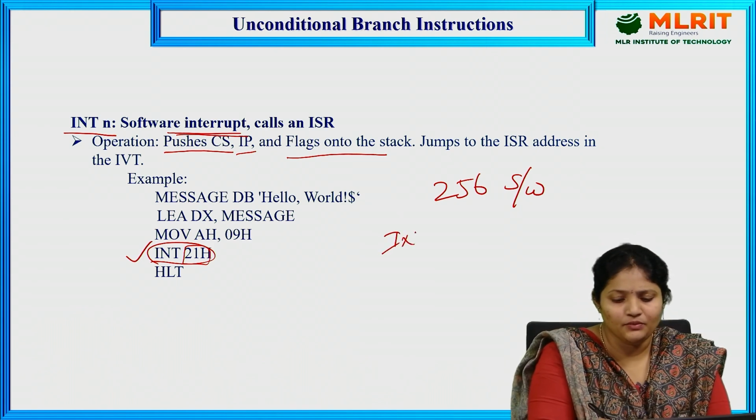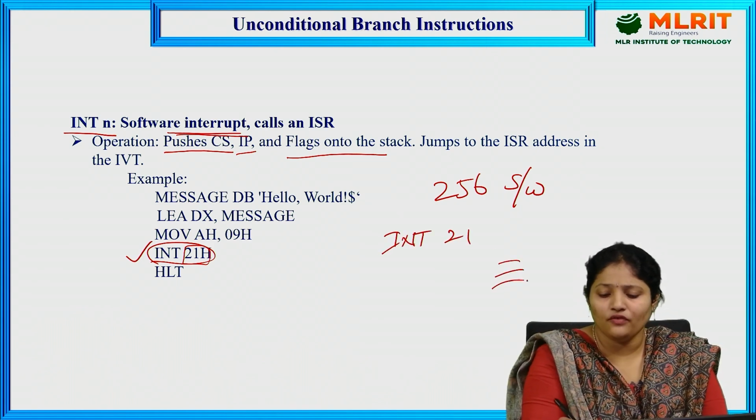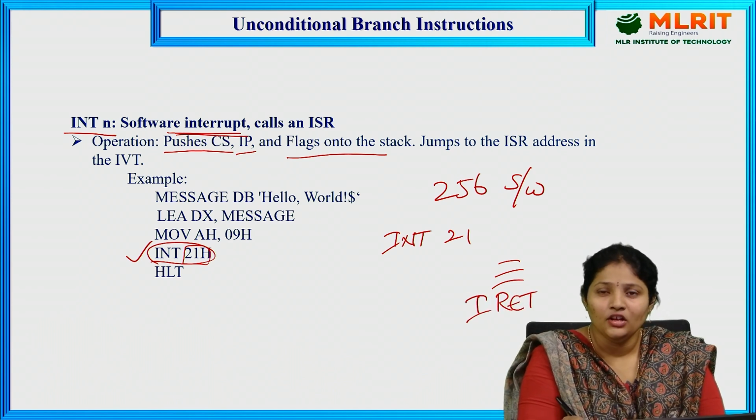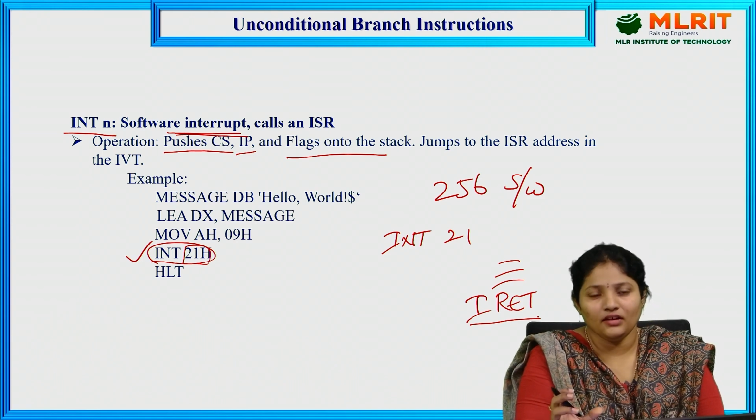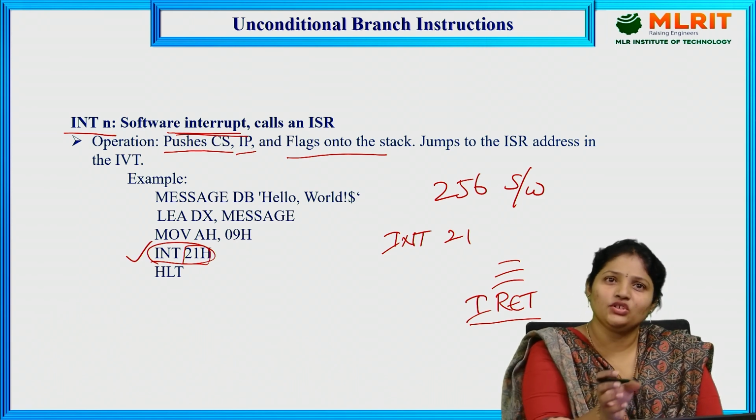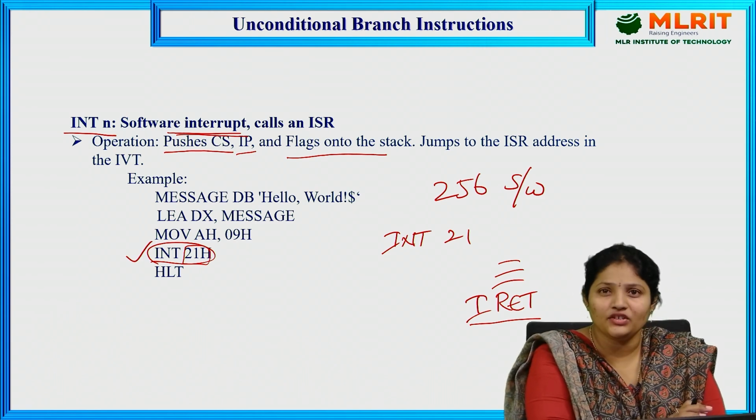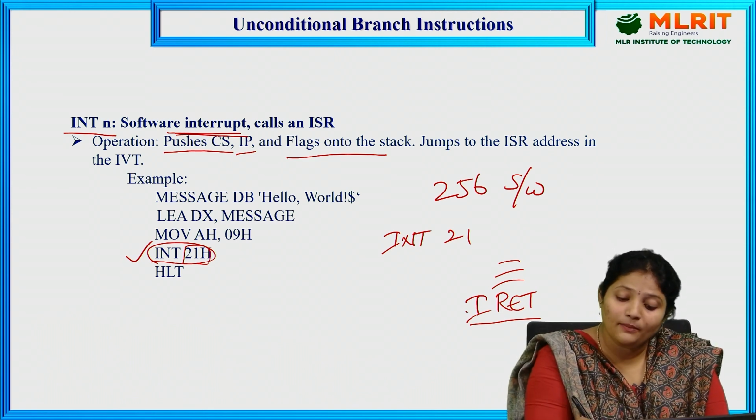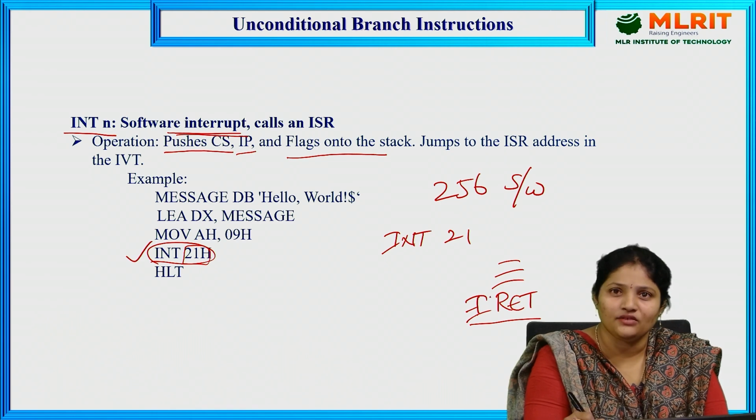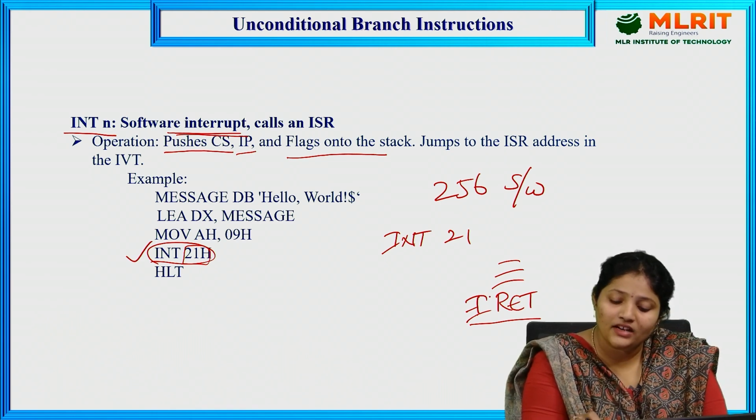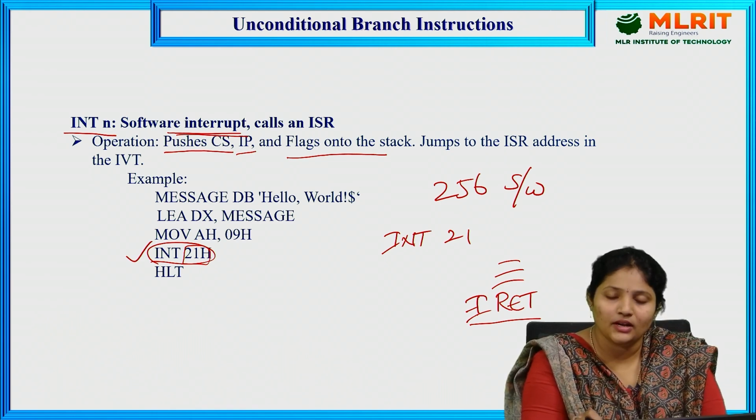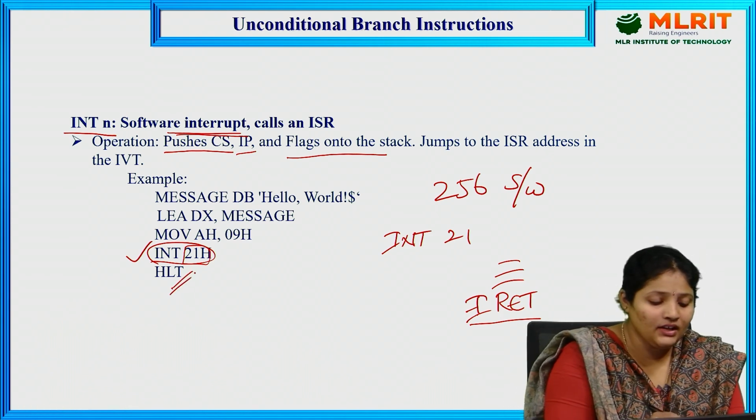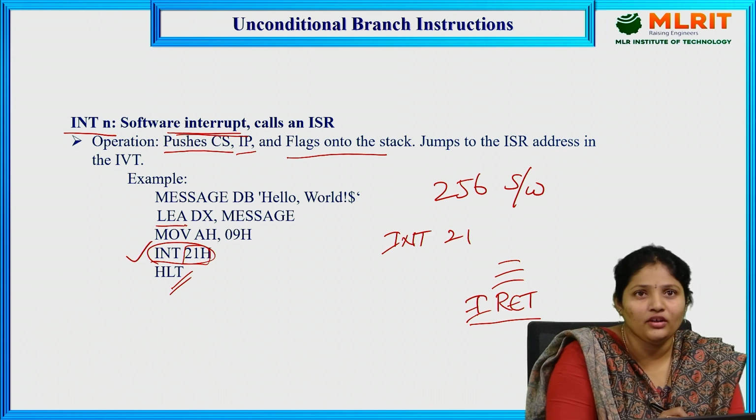So in interrupt 21H, some sort of program will be there. After that, IRET will be there. This is the interrupt return instruction, which is like the return instruction, but here it is telling the processor to get back to the main program from the interrupt. Whenever the processor finds this interrupt return instruction, it will get back to the main program and execute the next instruction. Here LEA means load effective address.